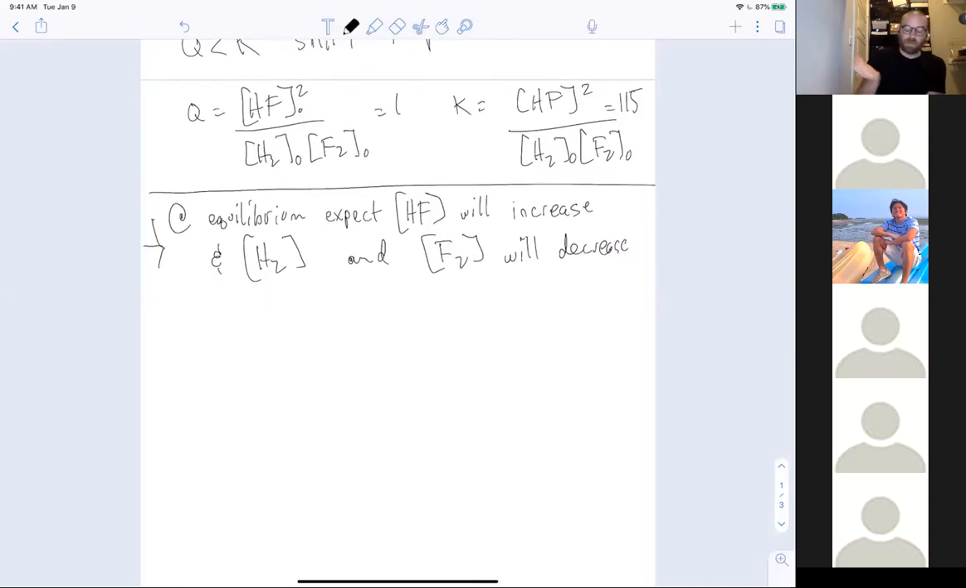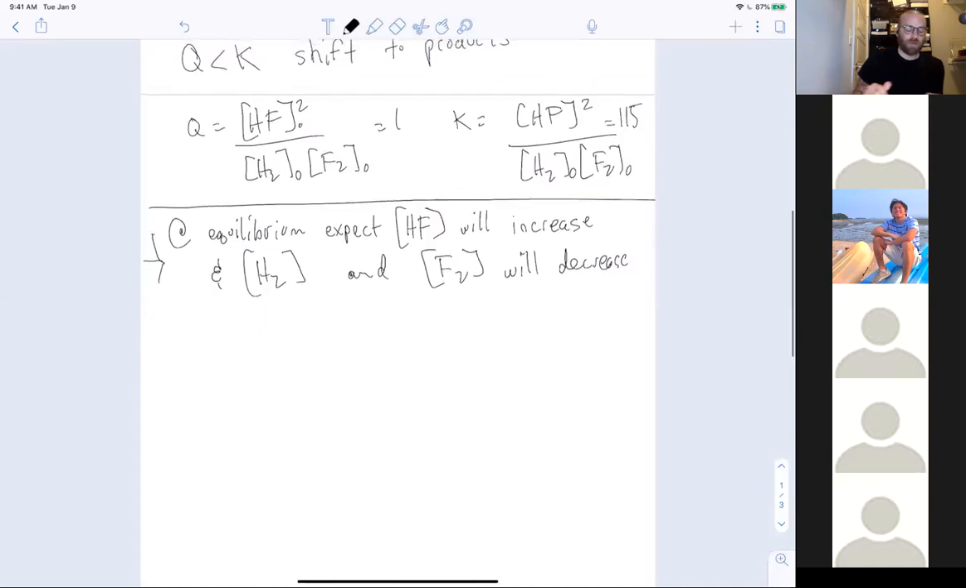Okay, so that's a qualitative overview of what's going on there. We're going to expect these changes to happen, but how exactly is it going to happen? That's when we have to start worrying about some math. So let's take a look at our equation again.